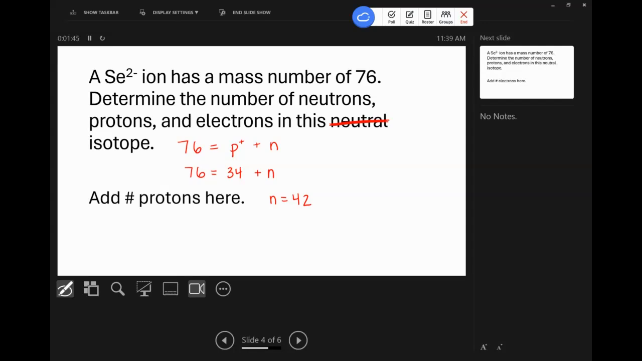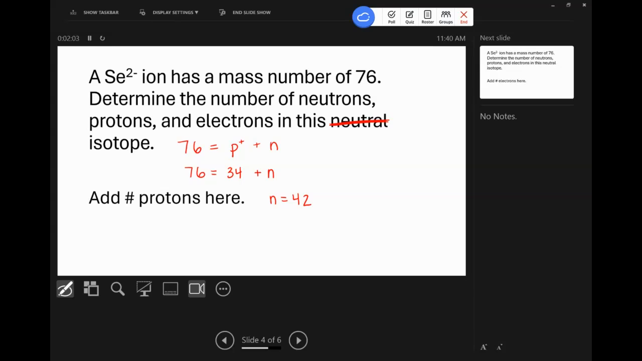Selenium in this ion has a 2- charge. Remember, protons are positive, electrons are negative. A minus charge means you have more electrons than you have protons. 2- means there are 2 more electrons than protons.